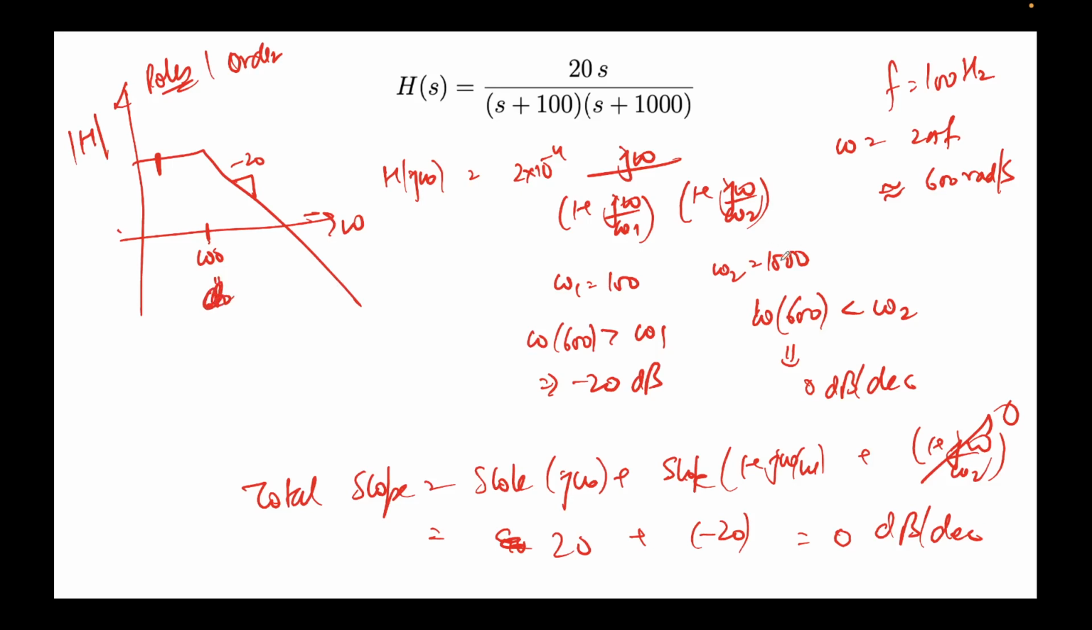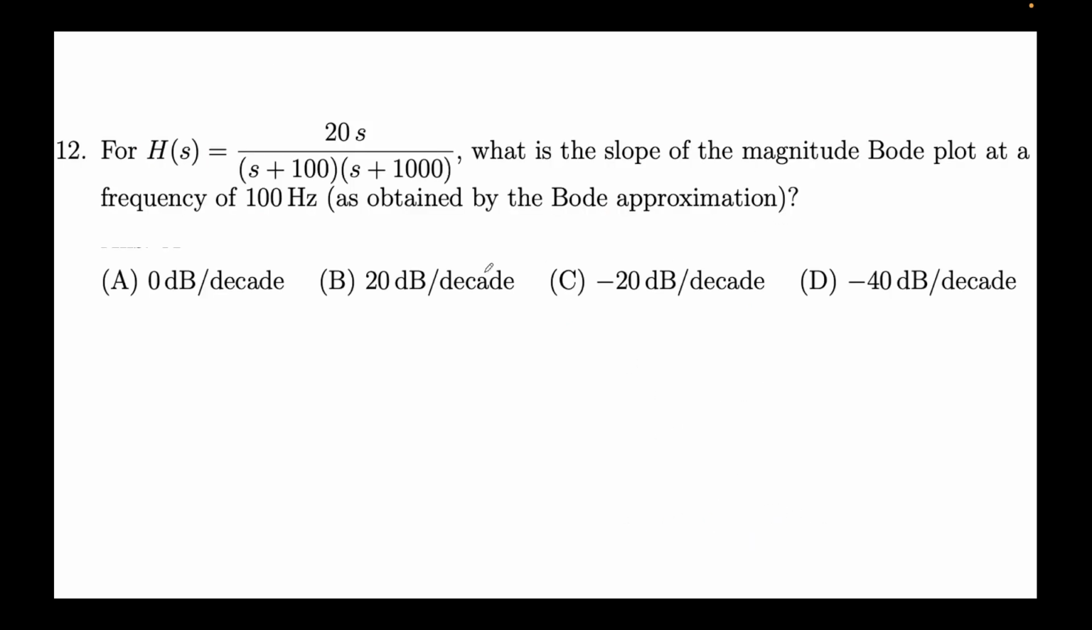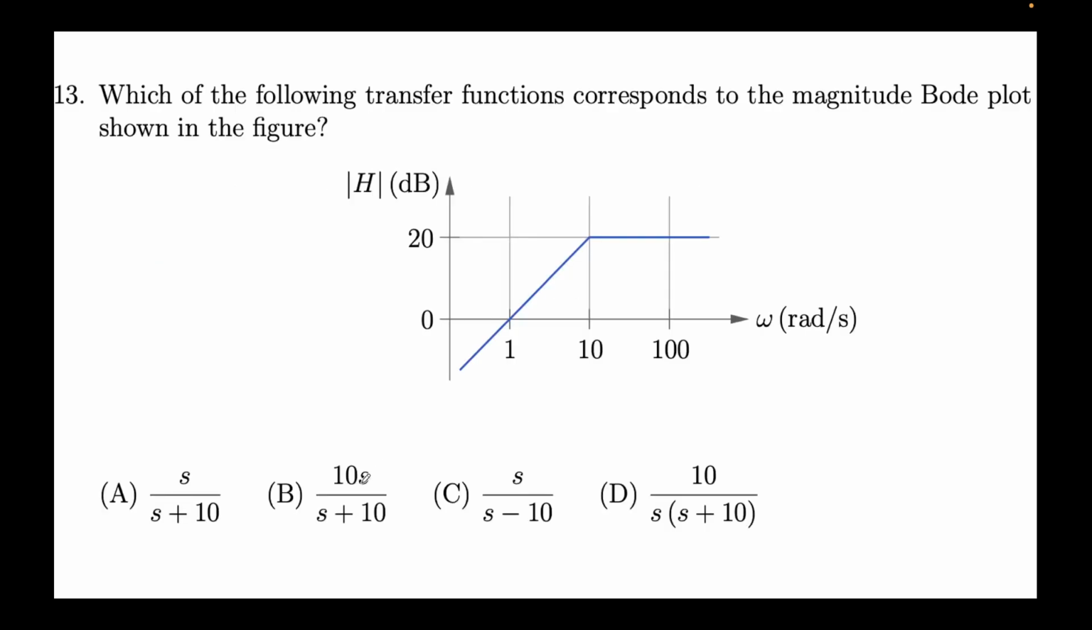It's fine. So omega 2 is equal to 1000. This means omega 2 is somewhere over here, but you are applying a frequency of only 600, so there will be no slope. It's 0 dB per decade. So the total will come out to be 20 plus minus 20 equal to 0, which happens to be option A. Similar problems, just that the frequency we are changing, and you have to use the Bode approximation to arrive at the correct result.